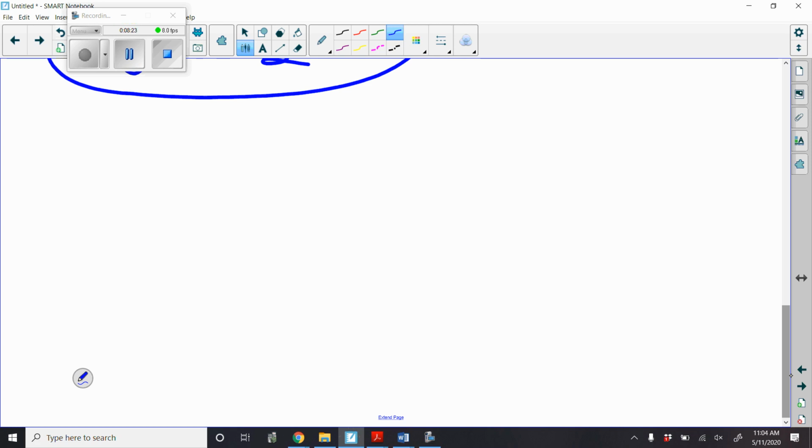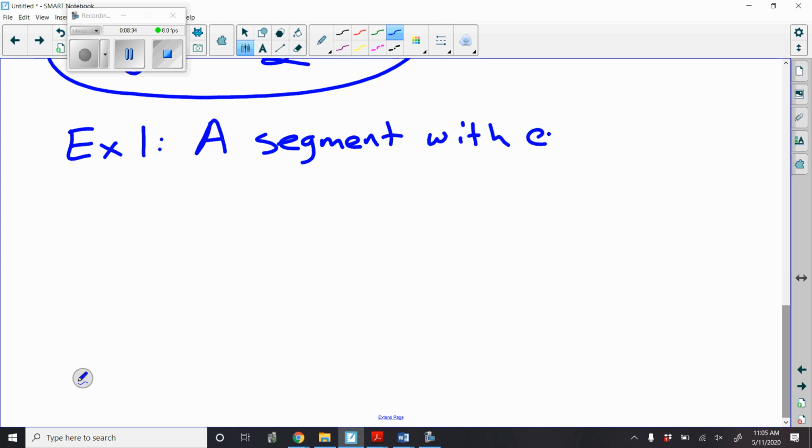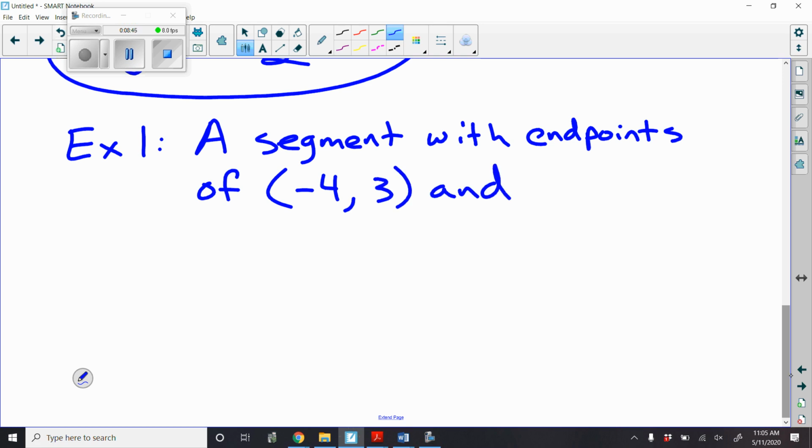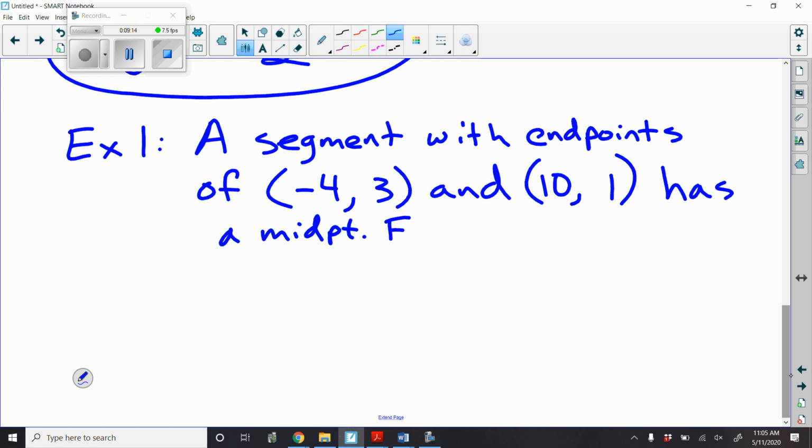Okay, so here's a problem. Example 1. A segment with endpoints of -4, 3 and 10, 1, a midpoint. Find the coordinates of the midpoint.